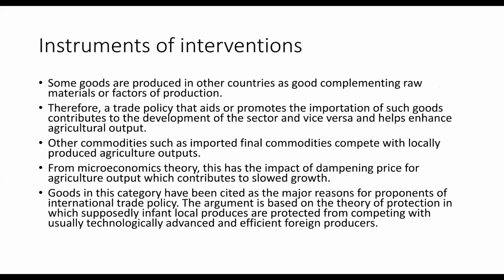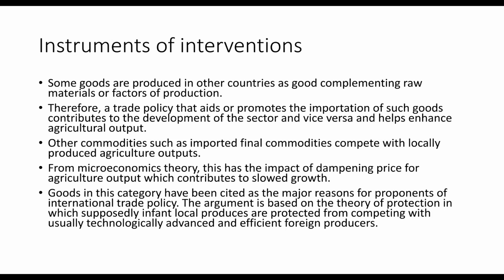Shall we look at some of the instruments of intervention, right? Some goods are produced in other countries as complementing raw materials or factors of production. Therefore, a trade policy that aids or promotes the importation of such goods contributes to the development of the sector and vice versa, and helps enhance agricultural output. Which goods? The goods produced in other countries as complementing raw materials or factors of production, right? It contributes to the development of the sector and vice versa, and helps to enhance agricultural output.